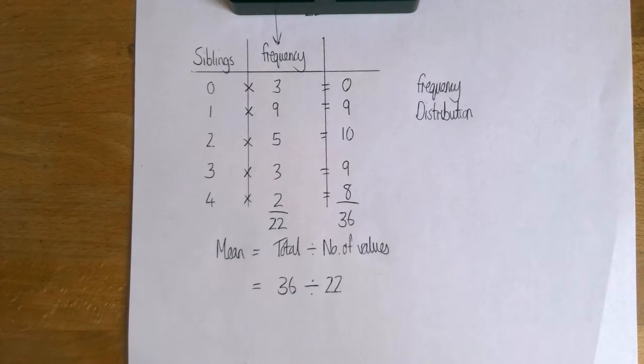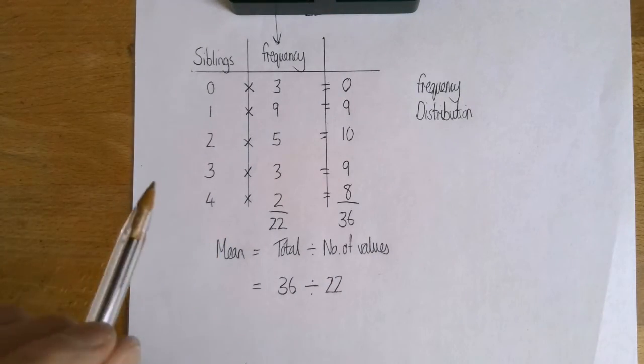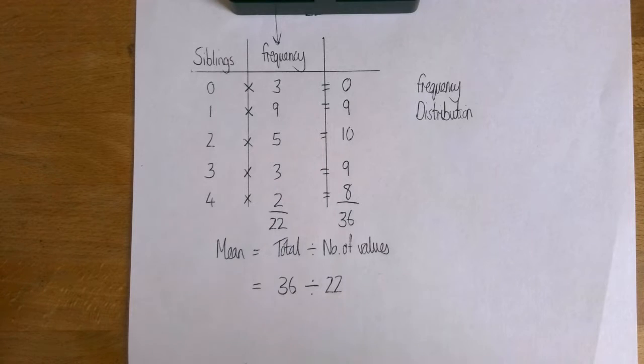This, although we've taken a while to get to it, is a quicker way of doing it, and more importantly, it's a way where you can avoid mistakes. So 36 divided by 22, and this is often the problem with the mean, isn't it? You get a funny value, and we're talking about numbers of brothers and sisters.